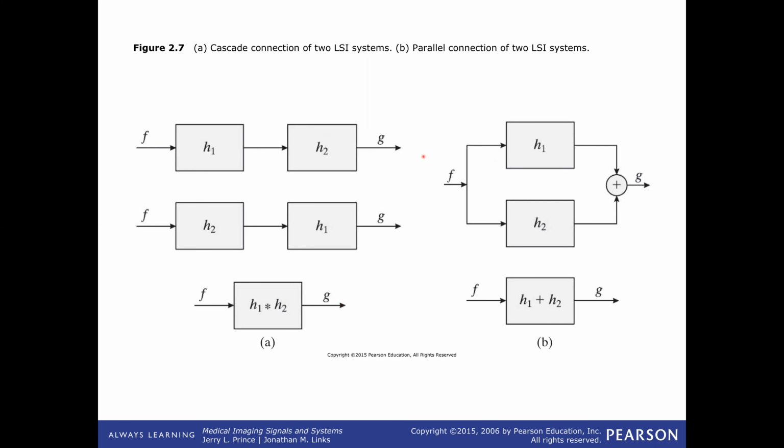Here, this one's more obvious: if you pass f through h1 and your image through h2, you get these two copies of the difference, and you add them to get g. You can just add these two together to achieve the same thing.